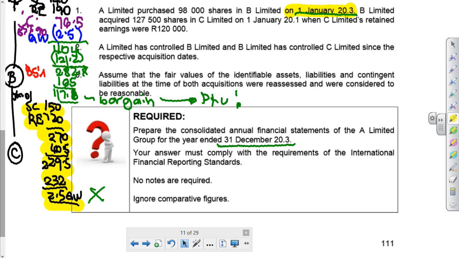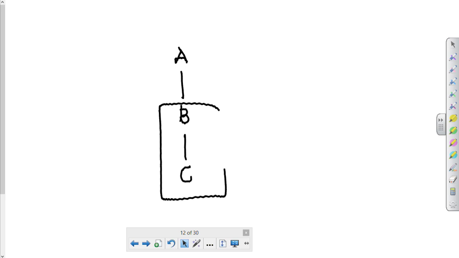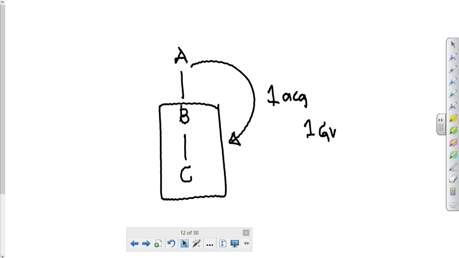The only difference now is because my acquisition happened later, this 2.5 of goodwill is not going onto my balance sheet at all. Yeah? Because remember now, the dates are the other way around. If I look at the picture now, A acquired B and C group. So that's how that acquisition happened. A acquired the BC group, and so because A acquired the BC group, it's one acquisition, one goodwill.